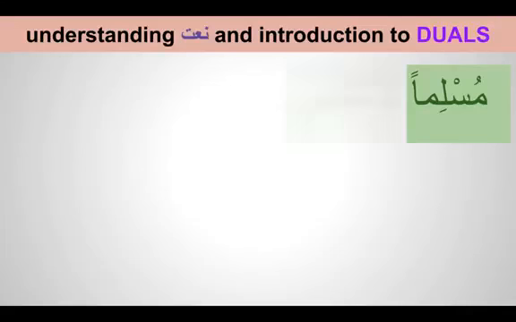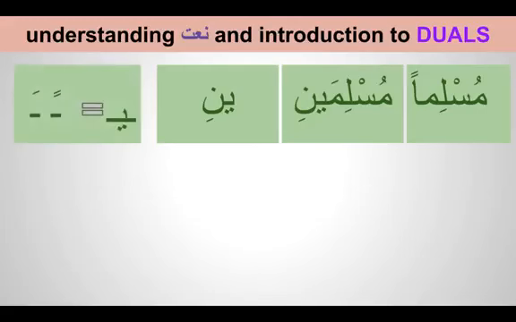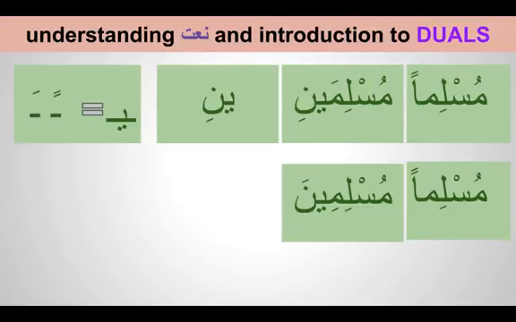It is very simple. It is muslimaini. What did we add here? For Muslim, we added ya and noon with kasra. Muslimaini. So here, ya is the sign of mansoob. And how do we make Muslim mansoob for the plural noun? It is muslimina.